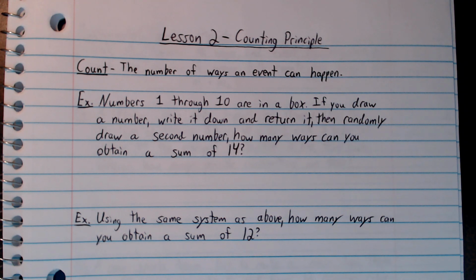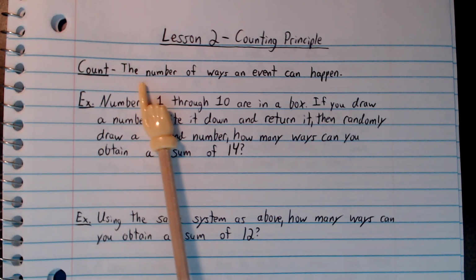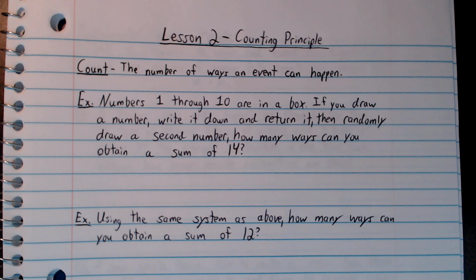Let's look at what count actually means here. In mathematics, a count would be the number of ways an event can happen. So we're going to be talking about very specific events. So maybe, for example, a game of some sort that we might be playing. But regardless, they're going to be very specific situations that have specific outcomes.